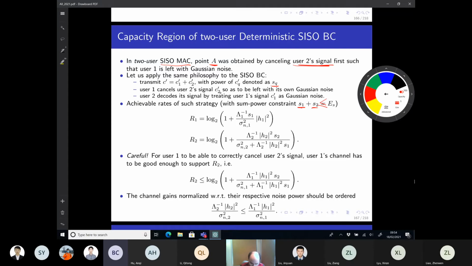Okay, so user 1 cancels C2 prime so that it will be left with its own noise, a bit similarly to what we had here, where the receiver was canceling user 2's signal and then user 1 was left with Gaussian noise. Let's do the same: I have the transmitter, I have user 1, user 2, I have C1 prime plus C2 prime, and I have user 1 here.